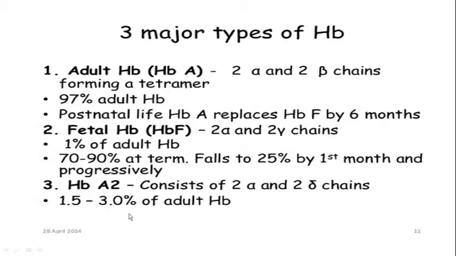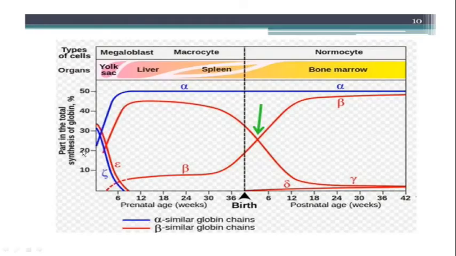HbA2 constitutes 2 alpha and 2 delta chains, and it constitutes around 1.5 to 3% of the hemoglobin. This is the graph showing the alpha chains, how the beta globin chains increase postnatally, and how the gamma chains, which form a part of fetal hemoglobin, decrease postnatally.